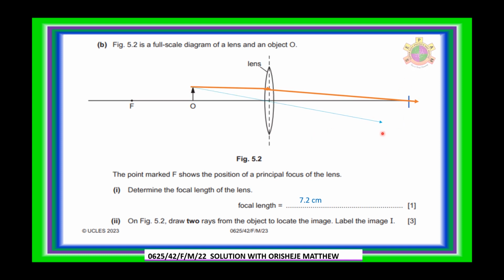So what we need to do is to extend this first ray and then this second ray so that they will meet. So extend that and extend this. They meet at this point. So this is where the image is formed. Image I is formed at this point. For getting these two rays, you have 1 mark. For drawing this ray, you have 1 mark. For positioning your image, you have 1 mark. That is the 3 marks that are there.